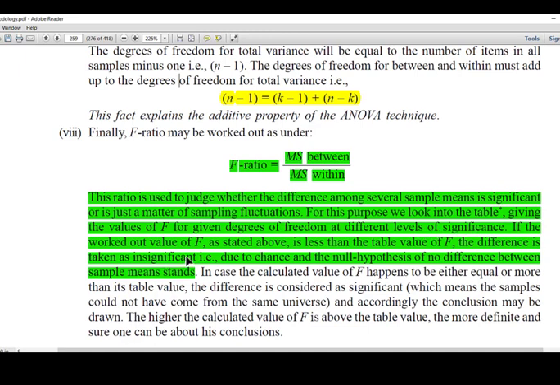If the worked out value of F is less than the table value of F, the difference is taken as insignificant, that is, due to chance only. And the null hypothesis of no difference between sample means stands. In case the calculated value of F happens to be either equal to or more than its table value, the difference is considered as significant, which means the samples could not have come from the same universe, and accordingly the conclusion may be drawn. The higher the calculated value of F is above the table value, the more definite and sure one can be about his conclusions.